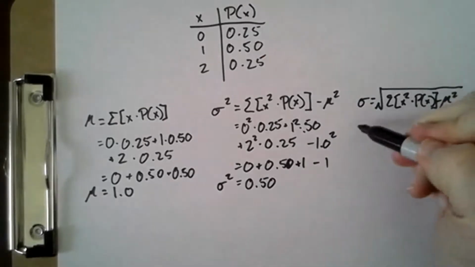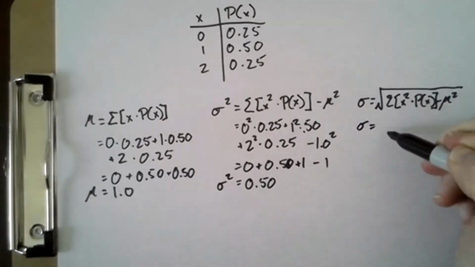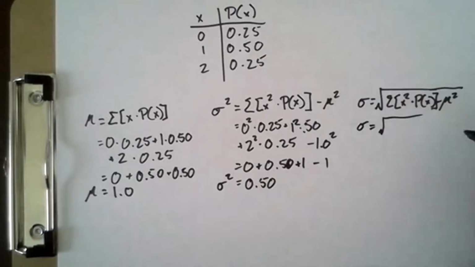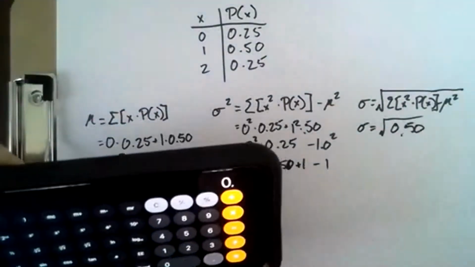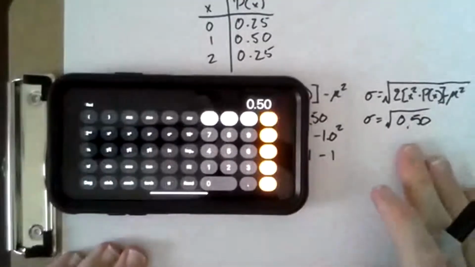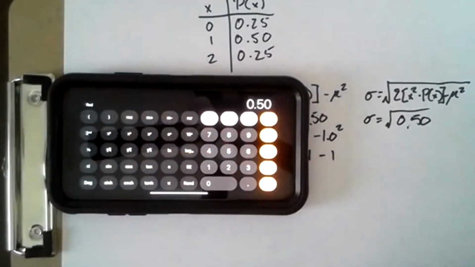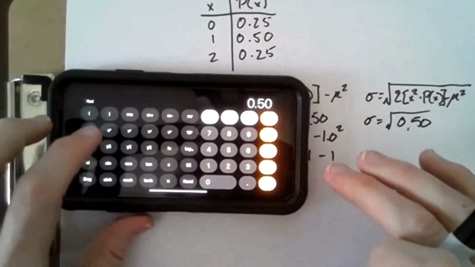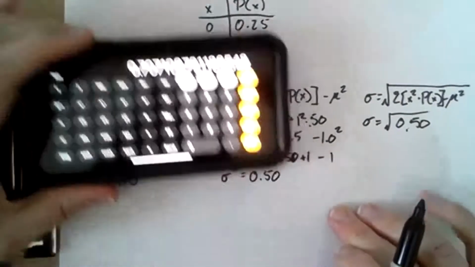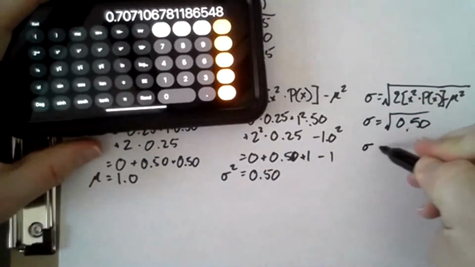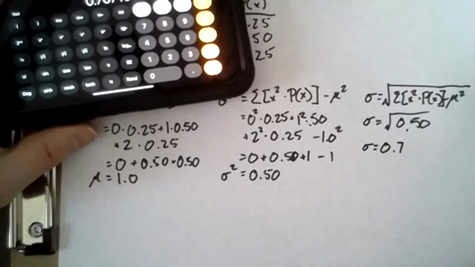Finally, we come to the standard deviation, which is just the square root of the variance as we've seen before. To calculate this, we just take the square root of the variance we've already calculated. So that's the square root of 0.50. And we take that square root. We should actually press the square root button, there it is. Okay, so that comes out to about 0.7. So sigma equals 0.7.